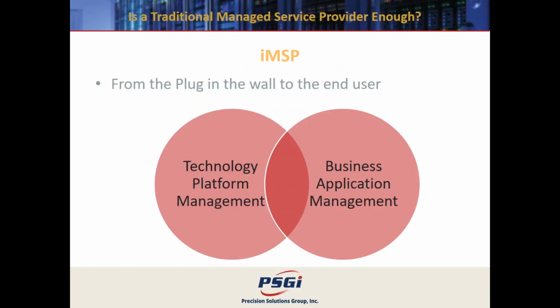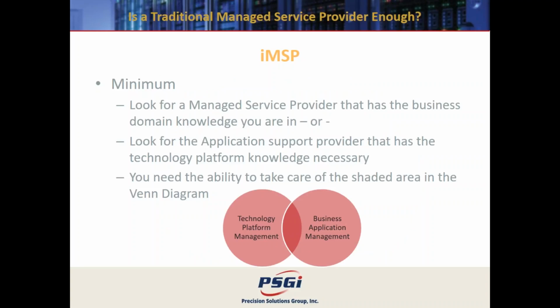Looking at this in the form of a Venn diagram, the area that we're talking about is that dark shaded area in the middle, where business applications and technology platform are depending on each other. One thing happening in one of those areas impacts the other. So one of the things that we want to highlight is that as long as that dark shaded area is covered, you're really implementing the IMSP model that we're talking about.